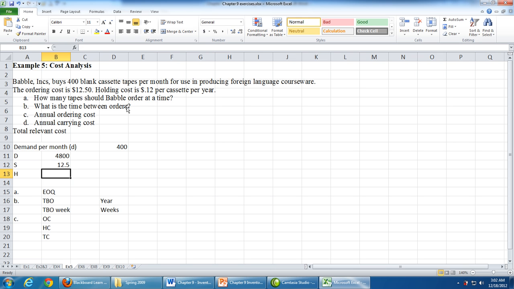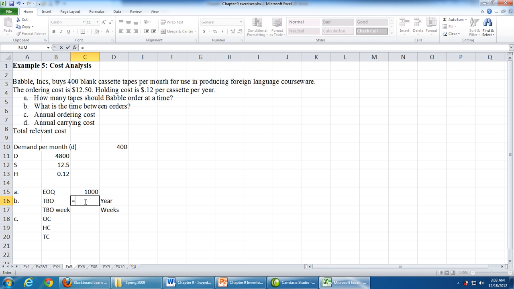Holding cost is $0.12. Remember that H is dollars per unit per year. R is the fractional charge per unit cost. So EOQ equals square root of 2 times D times S divided by H. Okay, so EOQ is 1000, square root of 2DS divided by H.